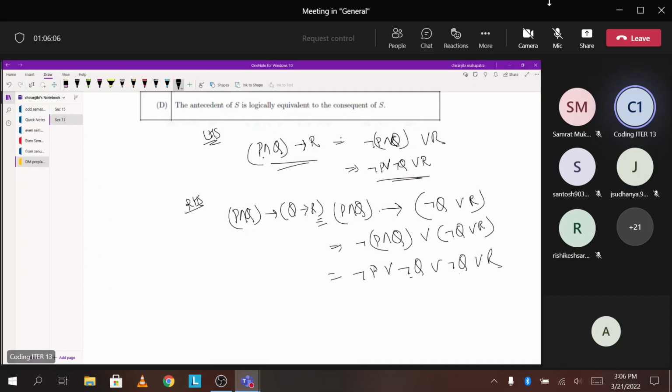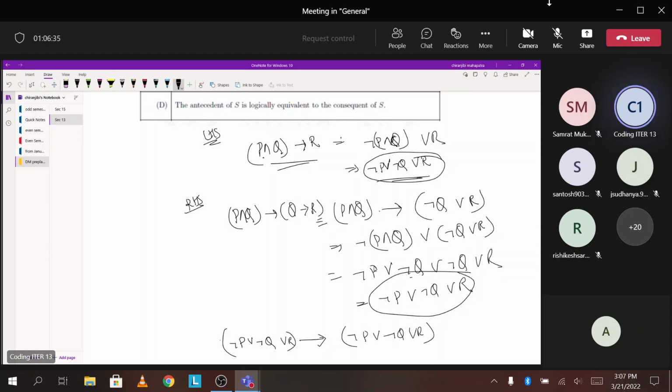So negation of Q, negation of Q. So simply I can say negation of Q or R. So here also it is the same statement, see, same statement here. That means this is in this type of form, negation of P or negation of Q or R, then the same, this statement is repeated here.